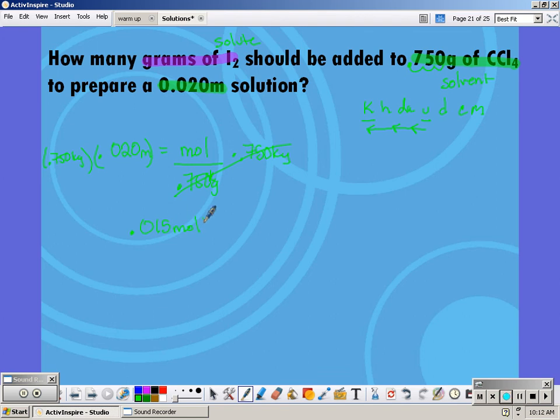Then we'll need to convert that to grams. So 1 mole of iodine. Don't forget iodine is a diatomic, so we need to use the molar mass twice, 253.8. For 2 sig figs, we get 3.8 grams of I2.